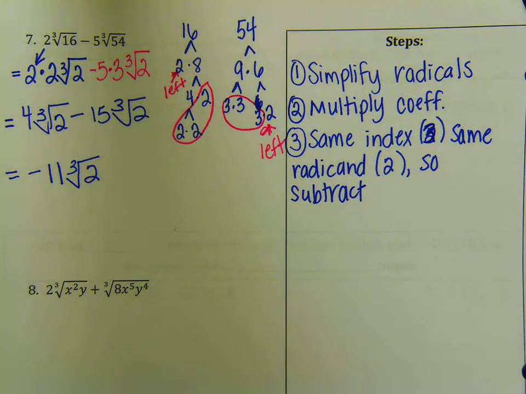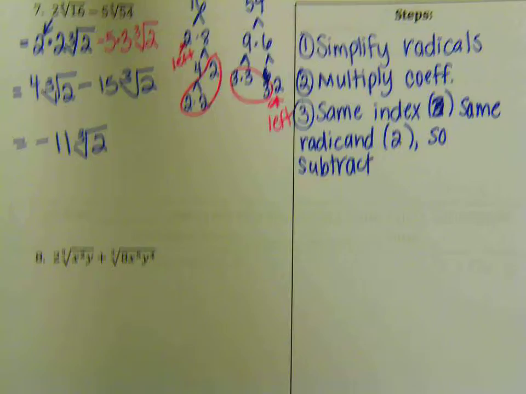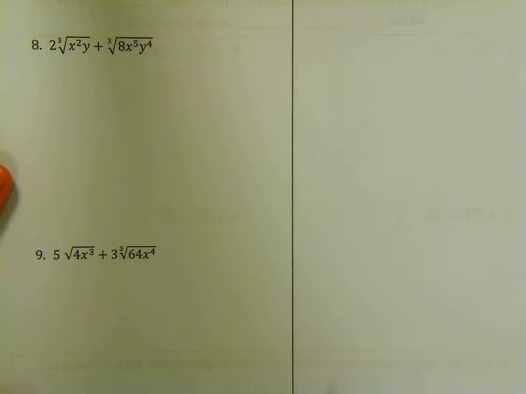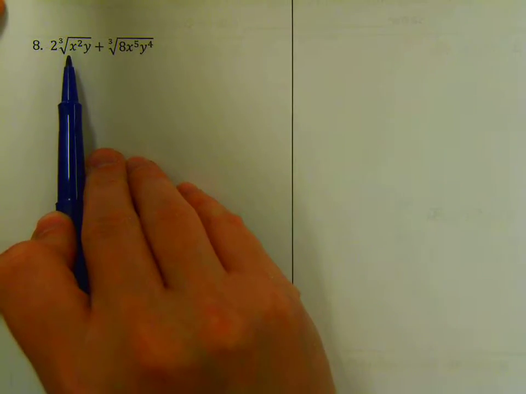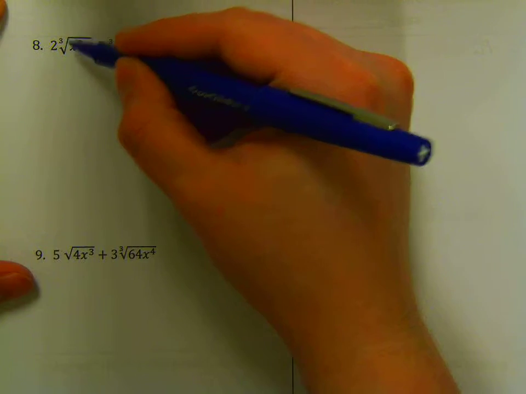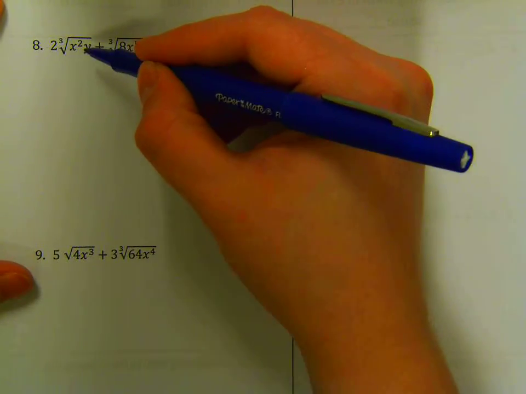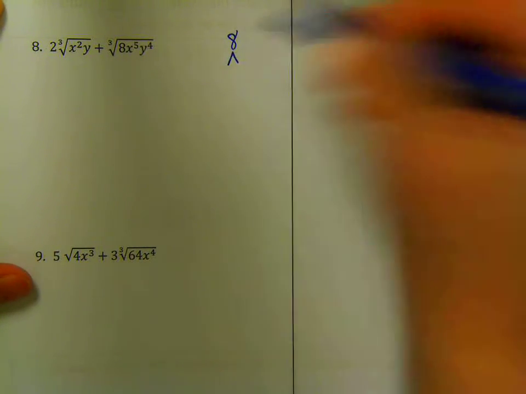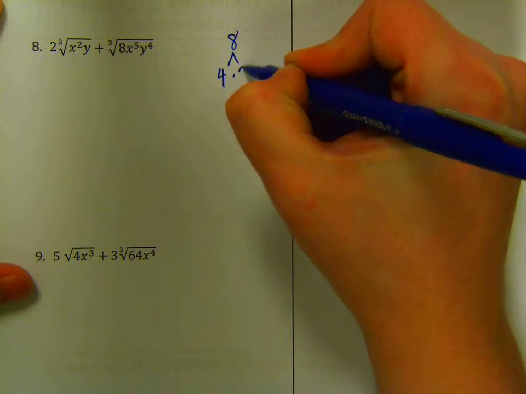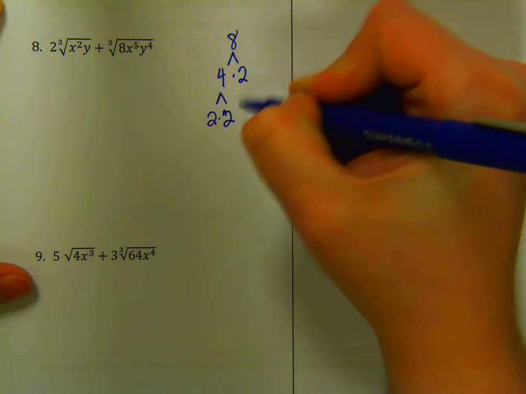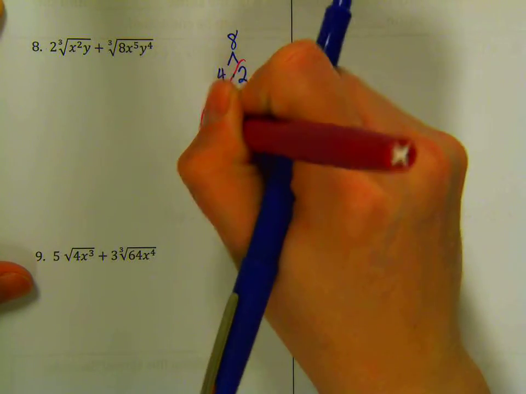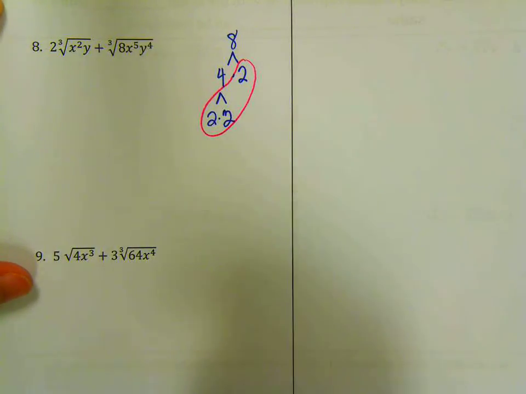8 and 9 are really the same exact. So in number 8, we have to simplify what we can here. So I'm going to start off. I can't simplify anything under the radical of my first one. Of the second one, there's a couple of things I have to do. So I'm going to start off by creating a factor tree for 8. So 4 times 2. 4 can be split up into 2 times 2. I am looking for groups of 3 again because my index is 3. So that's my group of 3. So this first one cannot be simplified, so I'm going to rewrite it.